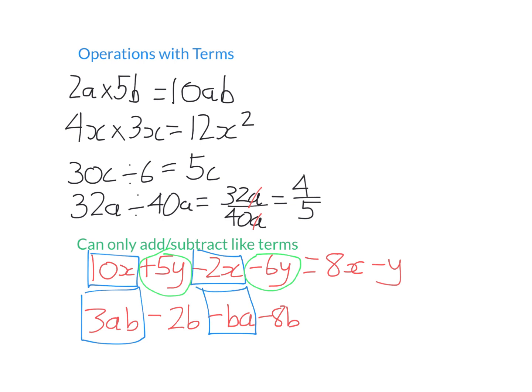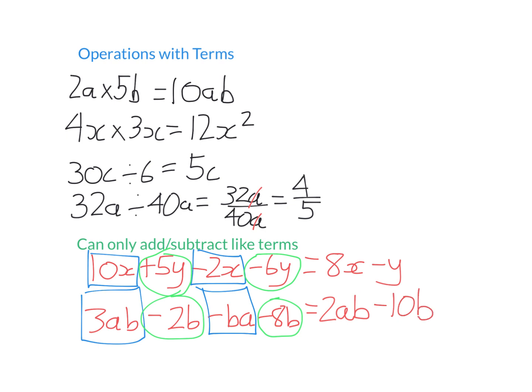It doesn't matter that the letters are written in a different order because we're multiplying. Order of multiplication doesn't matter. So ab, ba, they are like terms because they both have 1a and 1b. So 3ab minus 1ba just gives us 2ab or 2ba. It doesn't matter in which order you write the letters. So -2b, -8b are like terms. -2 subtract 8 is -10, so we're left with -10b.